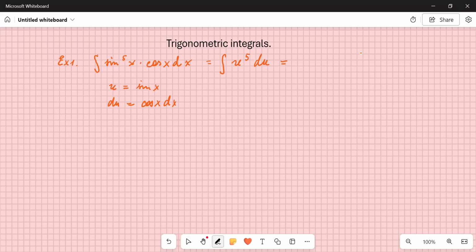Very easy to calculate. Power function u to the power of 6 over 6. And if you go back to the original variable, it's going to be sine to the power of 6 of x divided by 6 plus a constant. Kind of easy, right? So here, substitution was obvious because we've seen that the argument of the composition was sine of x. But what should we do if we have something like this?